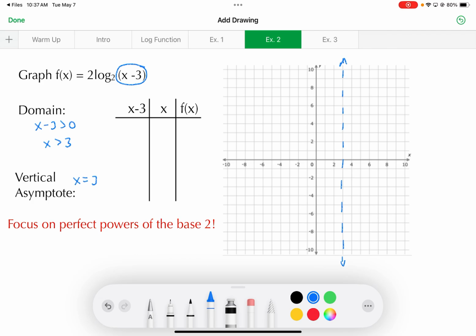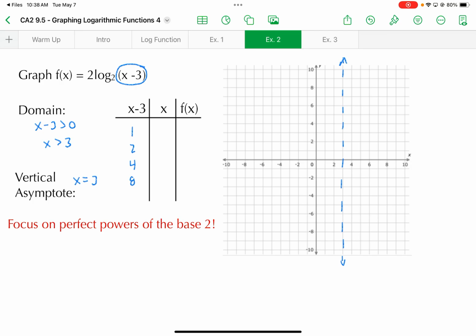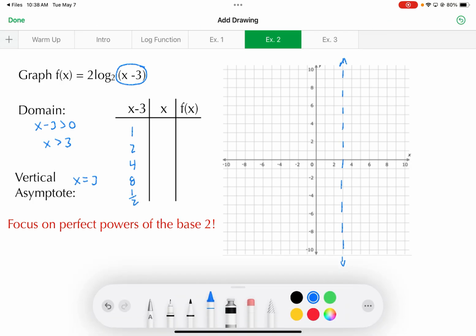I need that argument to turn into a perfect power of the base 2. So that first column is where I put my perfect powers of 2. So I'm going to do 1, 2, 4, 8. You could do 16 after that, but that's a little too big. And if we go in the other direction, we could do maybe 1/2. Now, those are not the values that I'm actually plugging in for x, though. That's what I want x minus 3 to turn into.